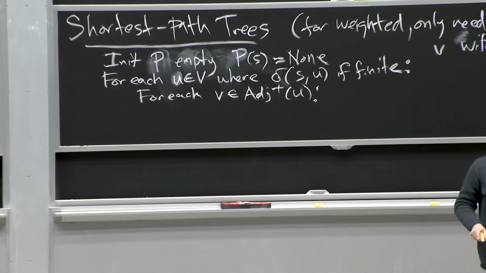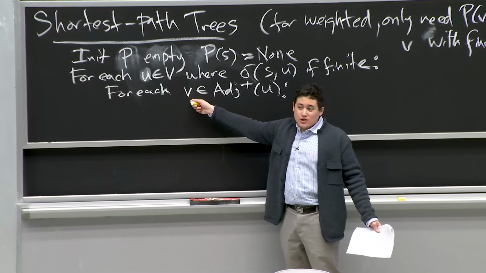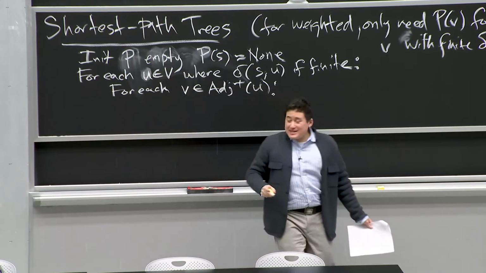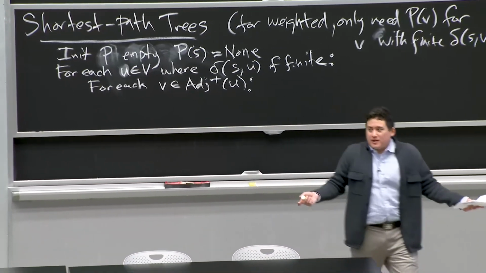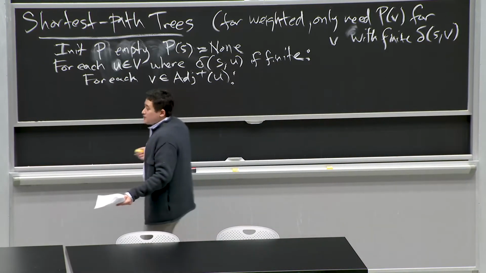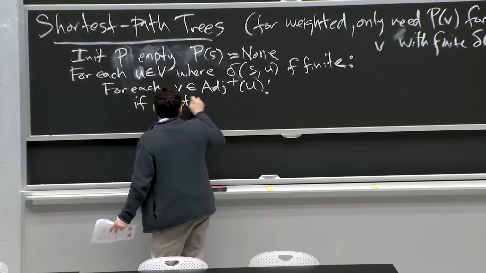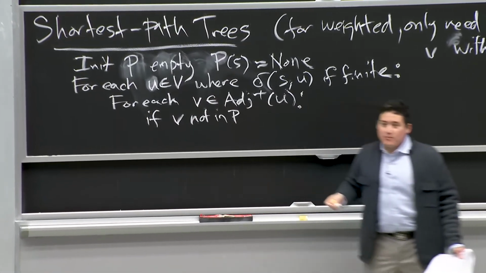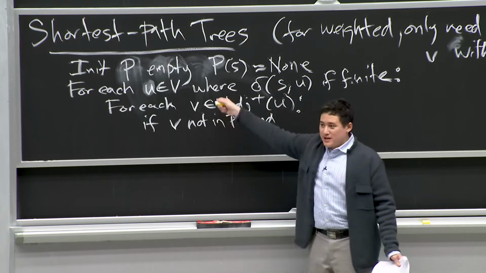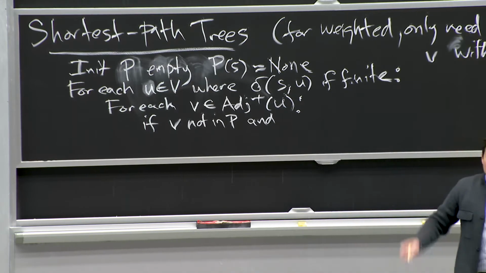if there's no parent pointer assigned to this v, there's the potential that this vertex u is the parent of v. It's possible, it's some incoming edge to v. When would it be an incoming edge to v? If v is not in P, I haven't assigned it a parent pointer, so this means u could be its parent. When is it the parent? Along the shortest path.